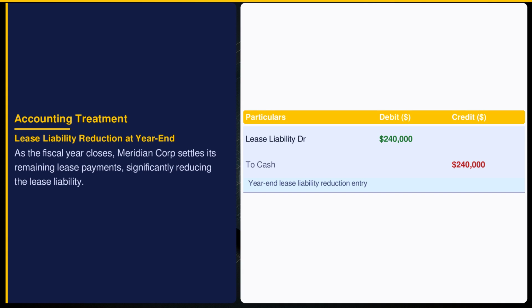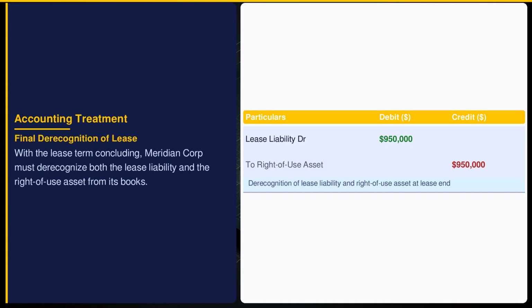ASC 210 ensures liabilities reflect true balances as of the reporting date, maintaining financial integrity. At the lease's end, derecognition of both liability and asset ensures that Meridian Corporation's balance sheet no longer reflects the concluded lease. This $950,000 entry clears the books, highlighting the life cycle's completion and ensuring that future financial periods start fresh, without residual lease-related balances.